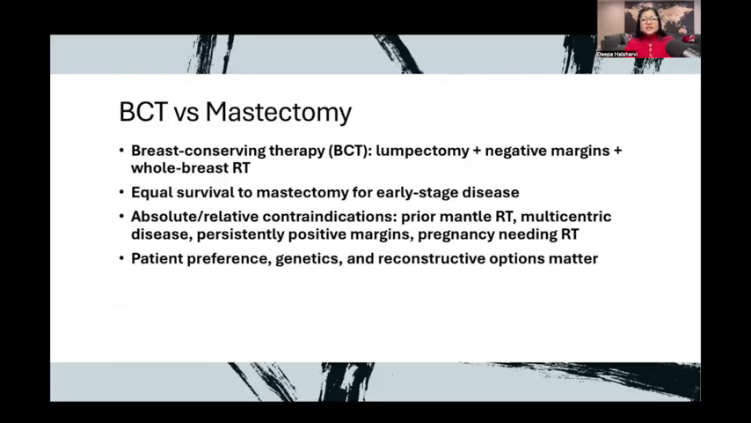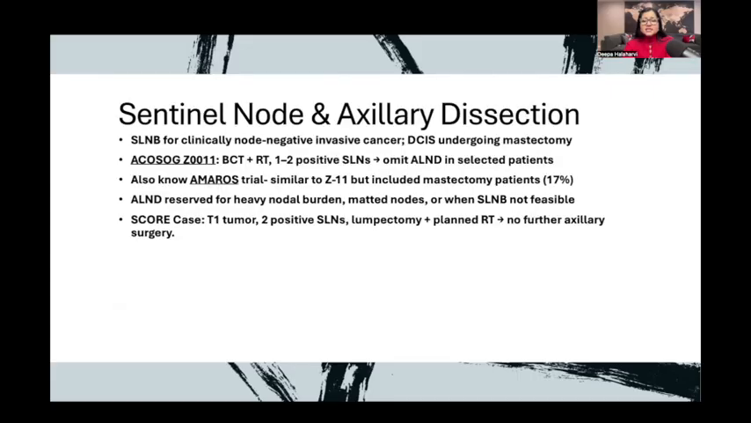So lumpectomy with whole breast radiation is the same survival as a mastectomy. So it's really shared decision making. You want to tell patients, show them the images and show how big the tumor is, so on and so forth. There are absolute and relative contraindications. If there's prior mantle radiation, multicentric disease, persistently positive margins, pregnancy needing radiation, then they need mastectomy. Of course, patient's preference, genetics, reconstruction, all of that.